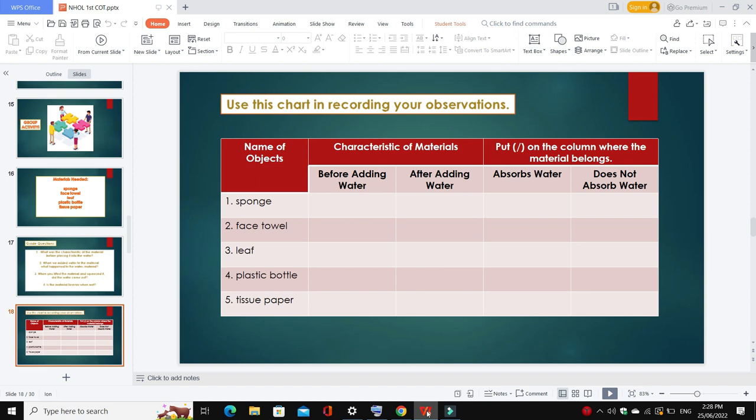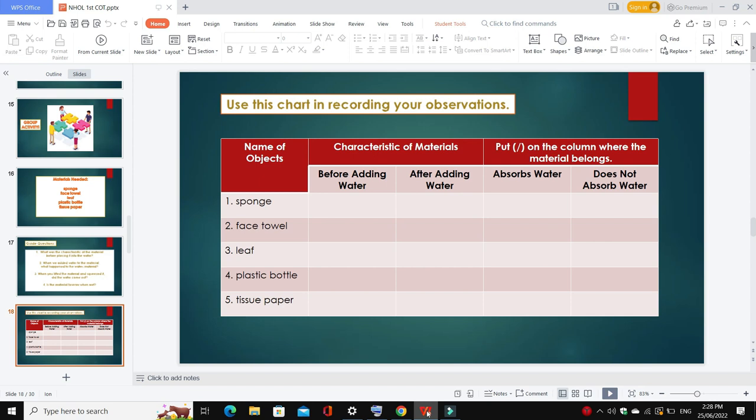Now use this chart in recording your observations. Here are the names of objects. First, sponge. Second, face towel. Third, leaf. Fourth, plastic bottle. And fifth, tissue paper.